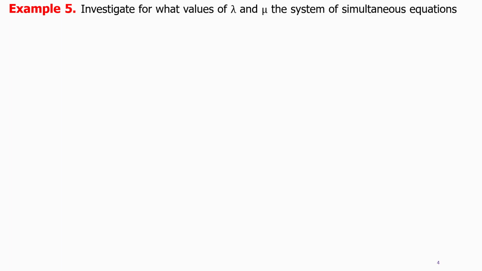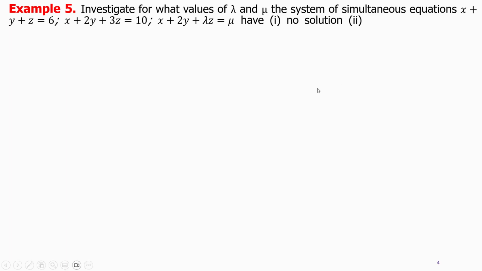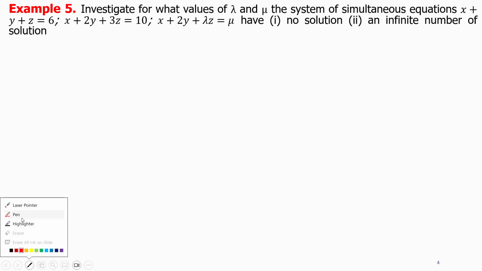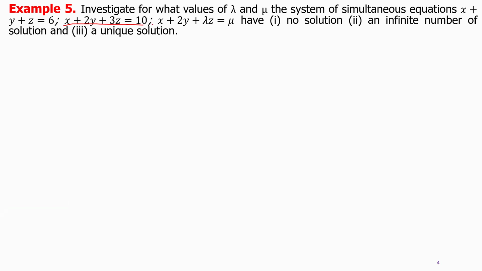Let us discuss one more example on system of linear equations. The question is, investigate for what values of lambda and mu the system of simultaneous equations x plus y plus z is equal to 6, x plus 2y plus 3z equal to 10, x plus 2y plus lambda z is equal to mu have no solution, an infinite number of solutions, and a unique solution.